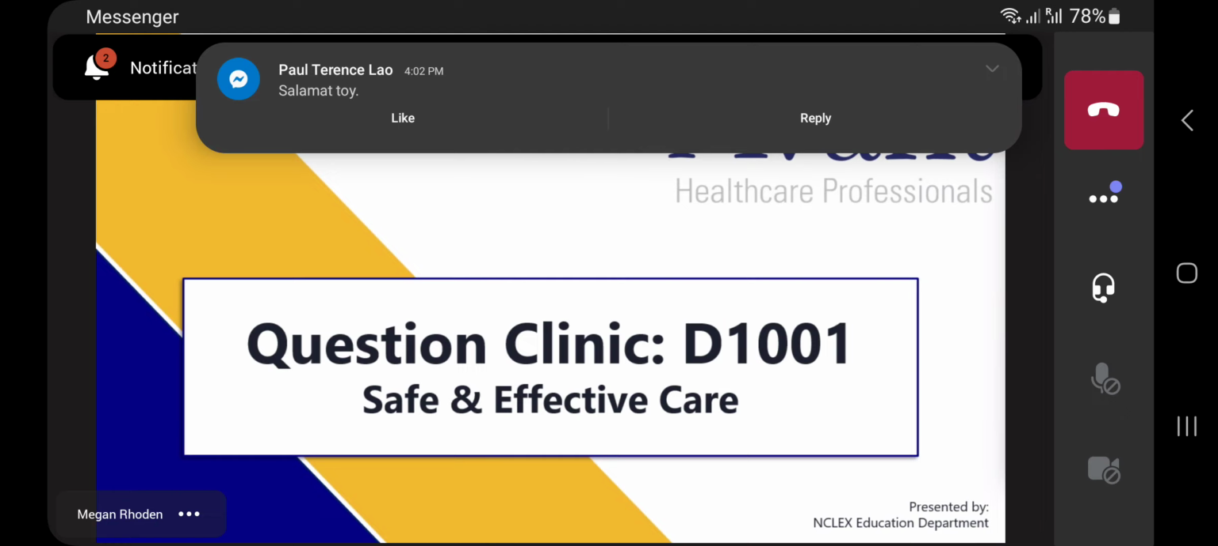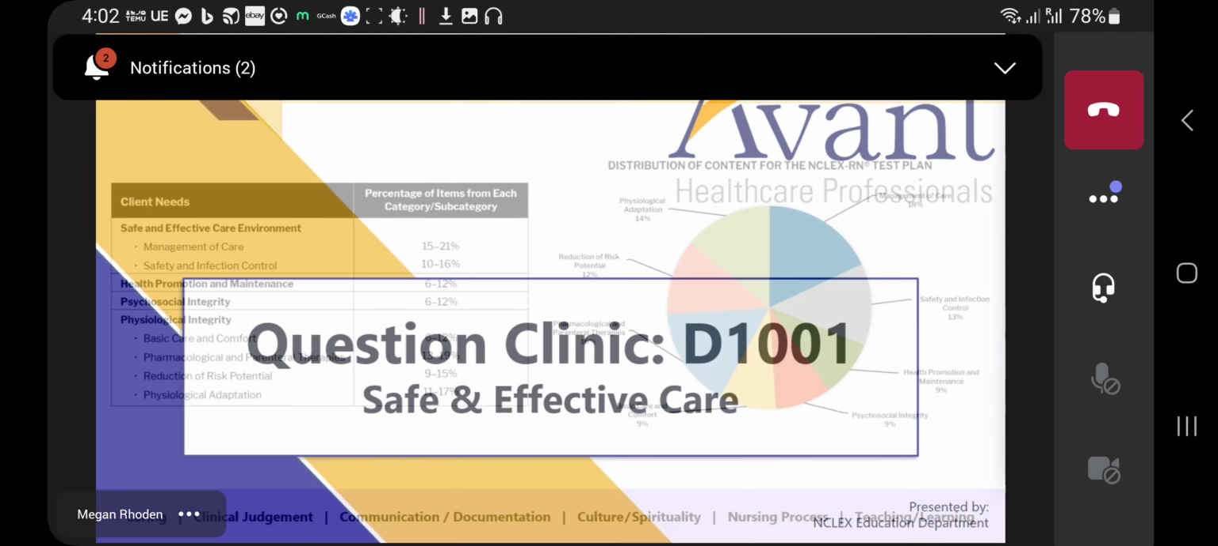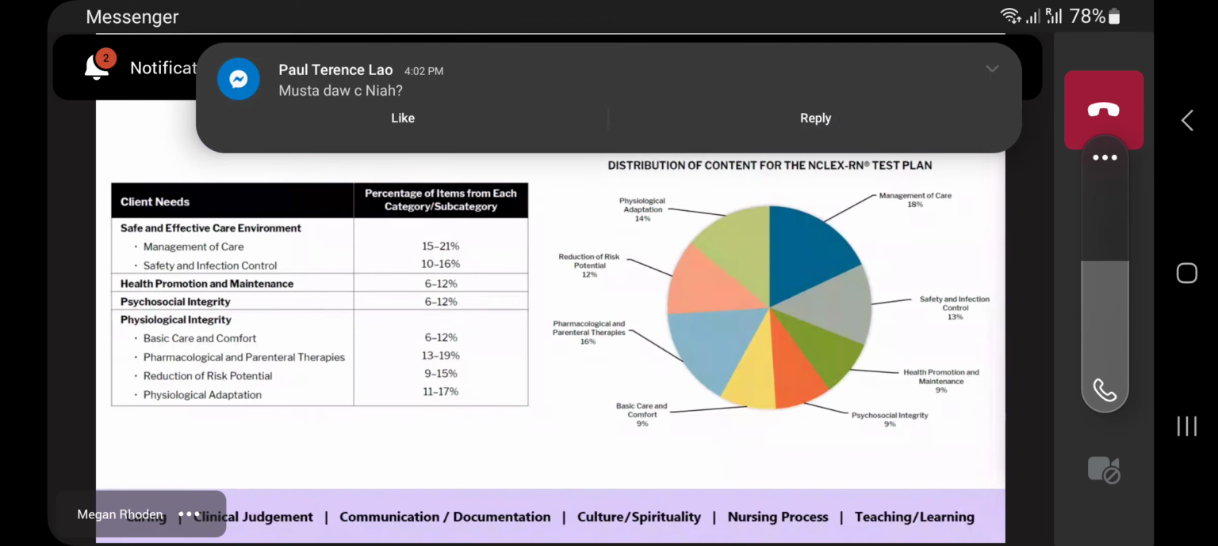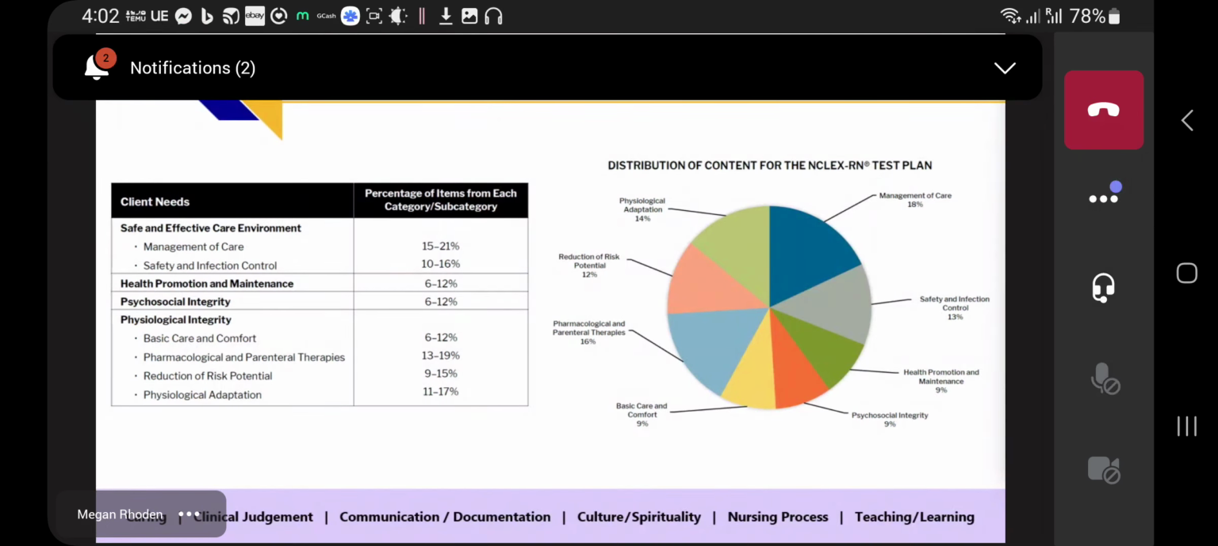What are we going to be talking about today? So safe and effective care is what we're going to be focusing on. It is the first of the client needs. As you can see here, this screen shows the NCLEX categories and percentages as they break down. Both the left and the right-hand side of the screen do show the same thing, but in different ways. The left-hand side of the screen is a table that shows the client needs.